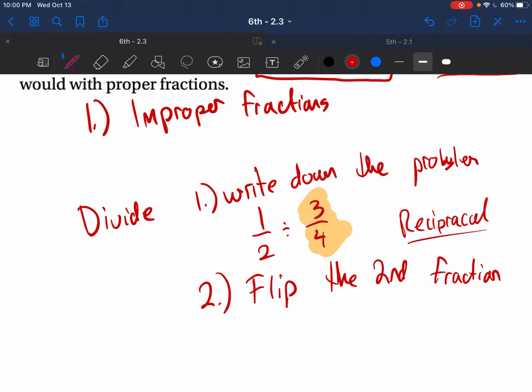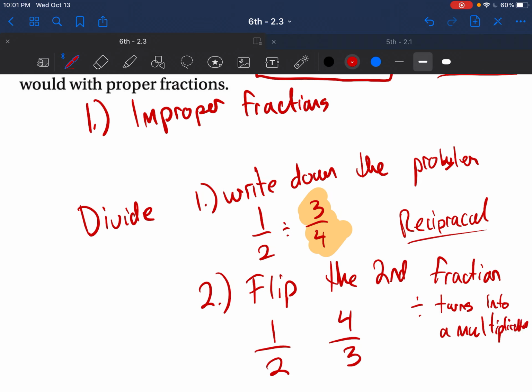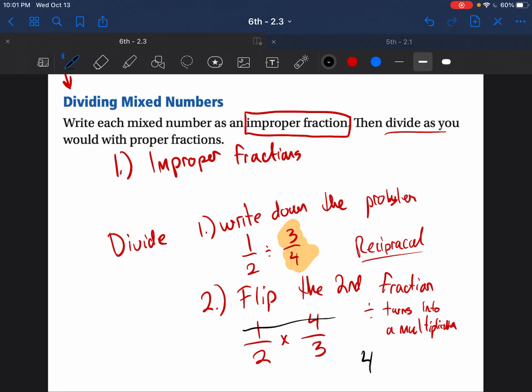So you should rewrite this problem. Again, you have 1 over 2. And now you're going to have 4 over 3. And remember that the division sign turns into a what? Into a multiplication. Times. Now, ladies and gentlemen, how do we multiply fractions? We multiply fractions straight across. 1 times 4 is 4. 2 times 3 is 6.